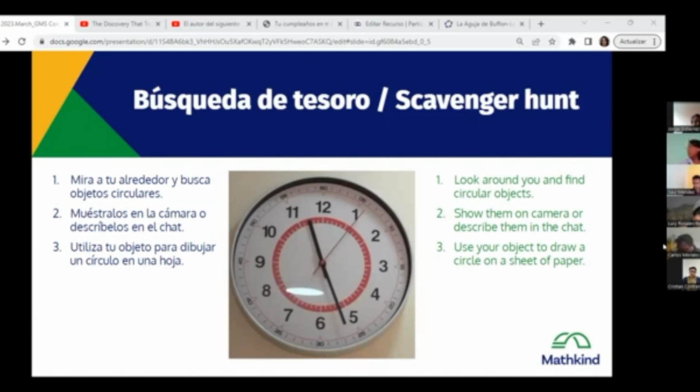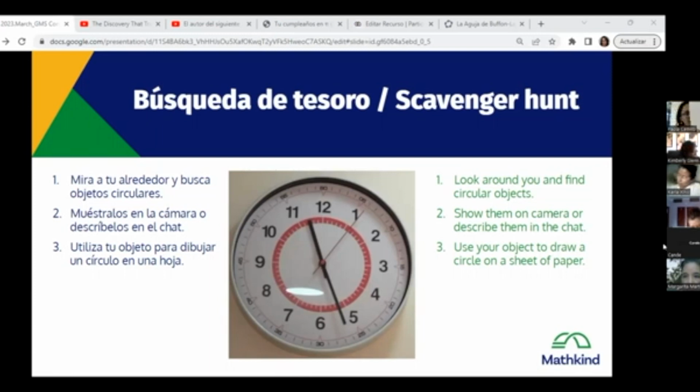Okay, ¿ya lo hicieron? Do you have it? And when you do it, I'm going to do it in a different camera. You see, Paola Castillo, mine is a tape. I don't know if you can see it. I'm going to do a circumference. Algo similar a esto. Something similar to that.